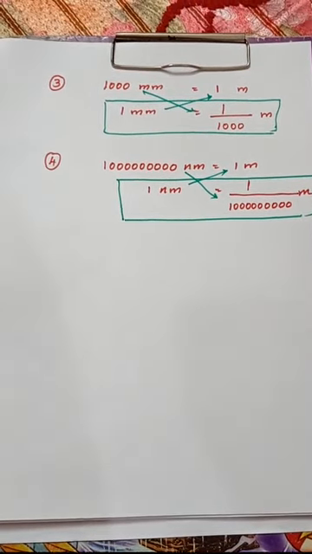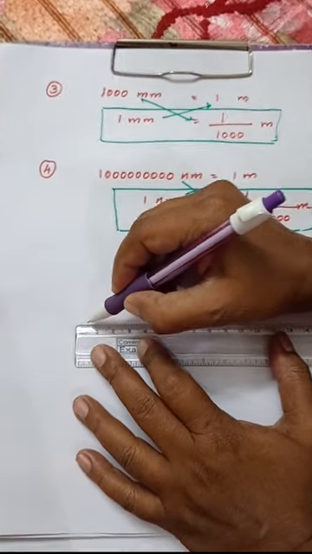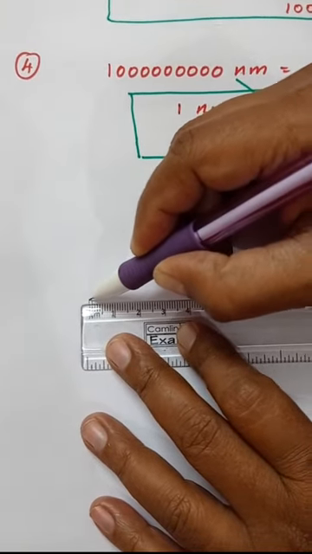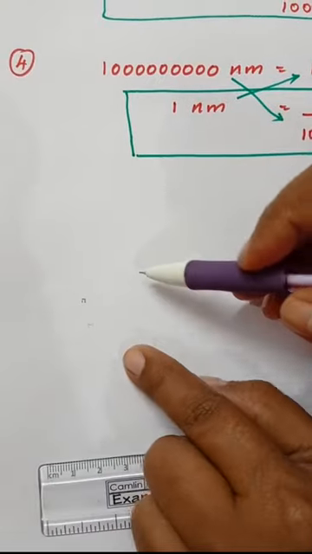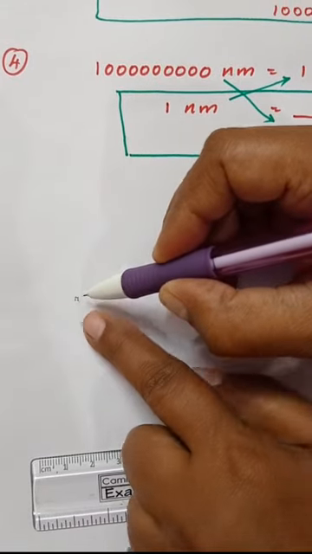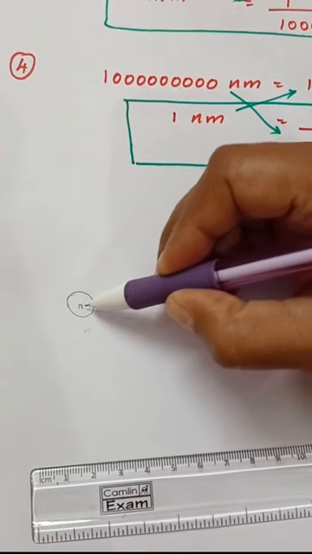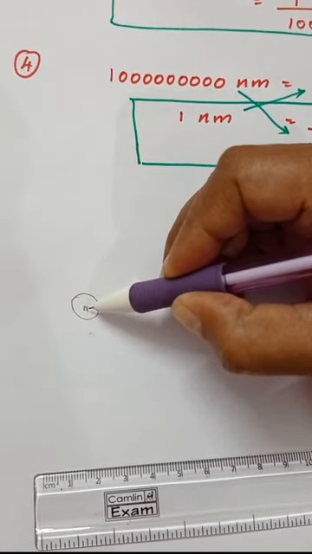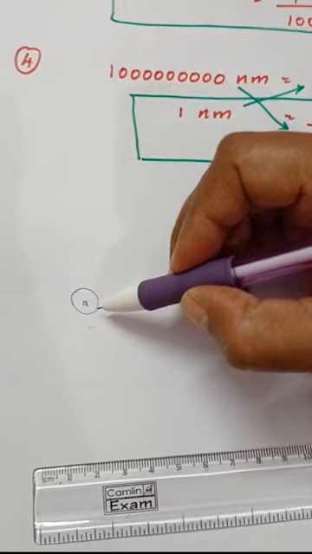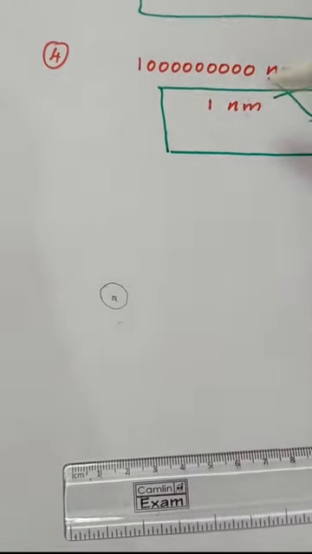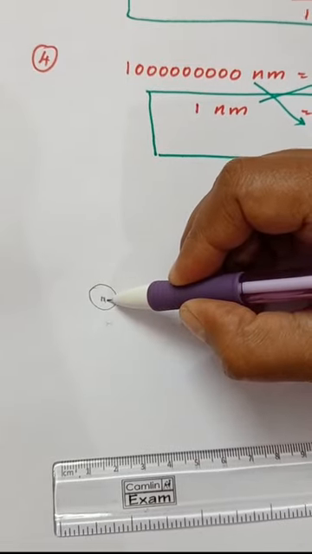Very tiny unit. Imagine, children, now I'm just taking this 1 millimeter, just 1 millimeter, this distance. Can you all see, children, this distance? This you have to divide into 1 lakh parts, children. Can you imagine how tiny it will be? With naked eye, we cannot see this nanometer. It is a very, very tiny unit, children.